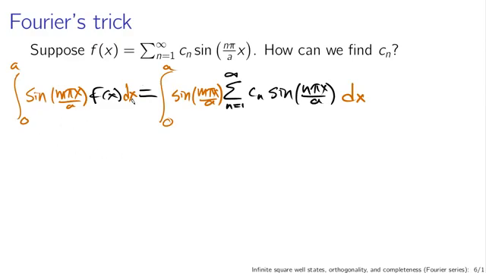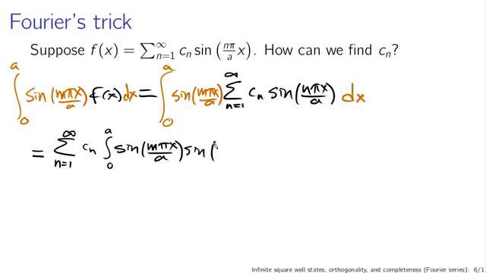If I do this, there's not much I can do with the left side since I don't know what f of x is, but I can work with the right-hand side. So let's look at the right-hand side here. First thing I'm going to do is exchange the order of summation and integration, and pull the constant c sub n out of the integral. So what I have on the far left then is the sum from n equals 1 to infinity, c sub n times the integral from 0 to a of sine m pi x over a times sine n pi x over a dx.